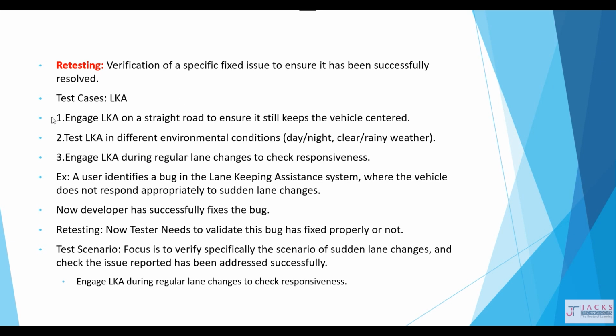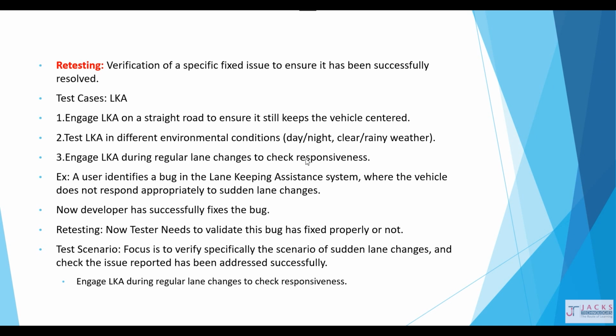Now guys, we have validated that the first test case is working properly, and the second test case is also working properly. But in the third test case, our vehicle is not responding properly when there are regular lane changes. Let's assume you are moving to the right lane, your vehicle should give you a warning saying that your vehicle is going onto the right lane. Whenever your vehicle moves onto the right lane, you should get the warning immediately. But what is happening? Your vehicle is triggering the warning after 5 seconds.